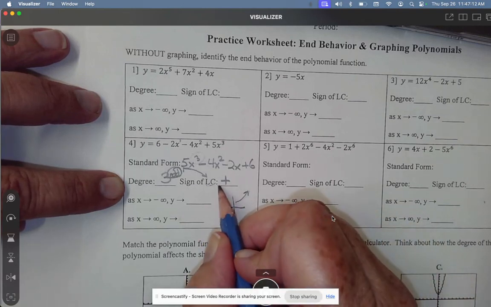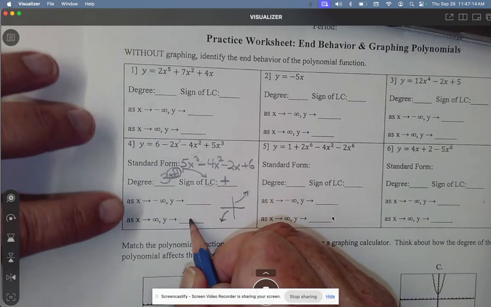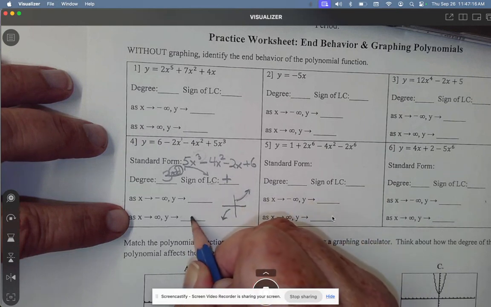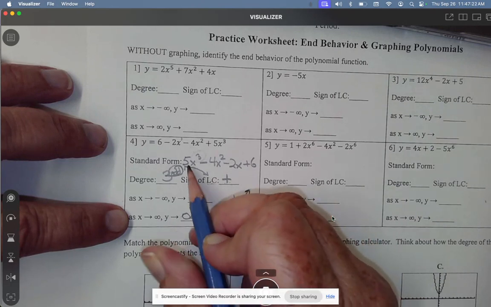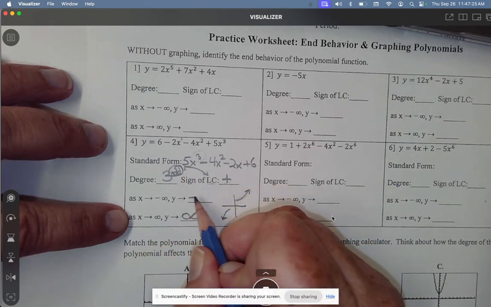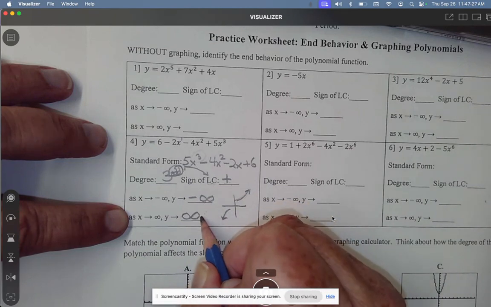So my sign of leading coefficient is positive. That means as x approaches infinity, I go to infinity. In fact, these two answers always are going to line up. Then because I have an odd degree, this answer will be the opposite of this answer.